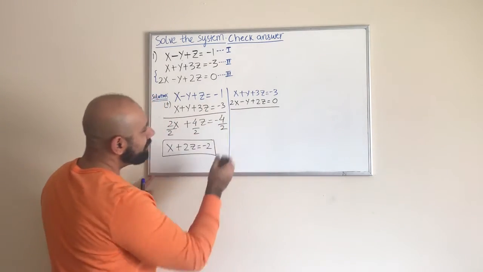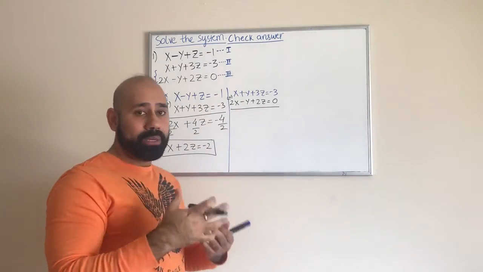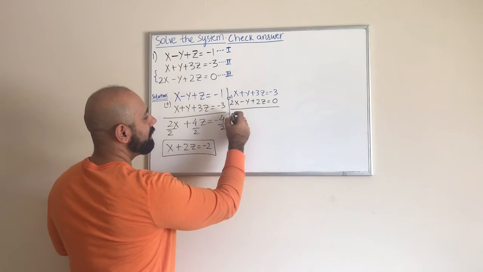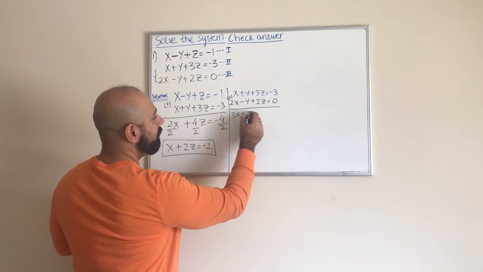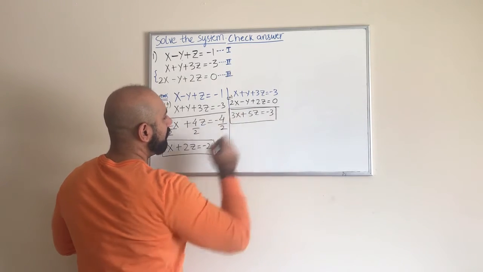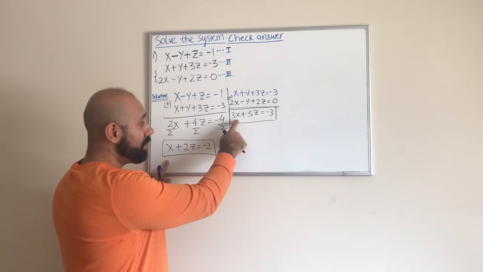Now, when we add these two equations, again, we're trying to simplify and isolate variables here. And we can see that the plus y and minus y will cross out. And if I add these, I get 3x plus 5z equals -3. Okay, so I'm going to put that in a box. This equation has x and z. This equation also has only x and z.